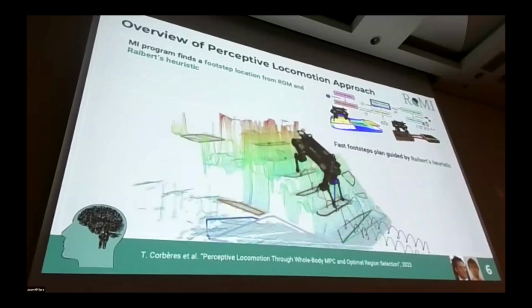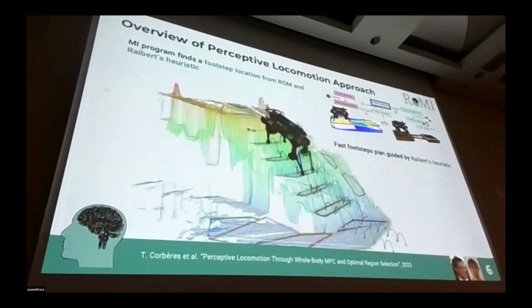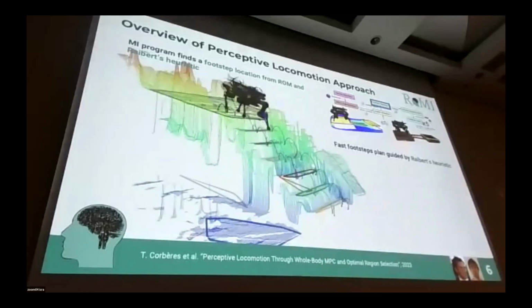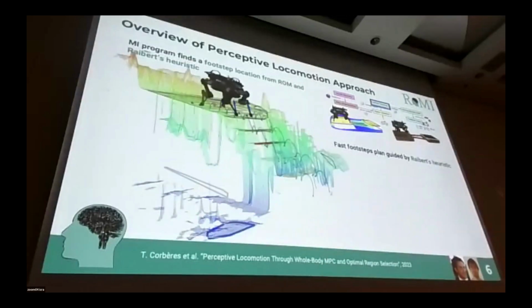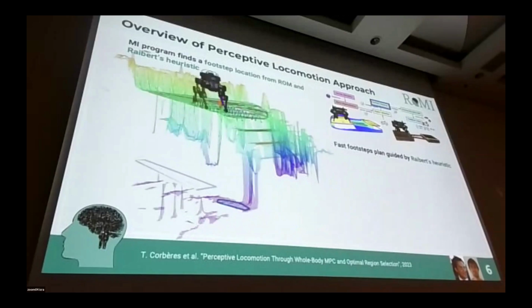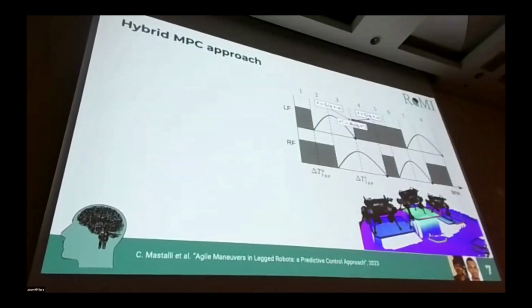When we do this, we actually replan trajectories to avoid obstacles, and we use this Raibert heuristic again. I'm not going to explain the details of this. You can go through the Perceptive Locomotion paper if you want to understand a bit more, because this is not the focus of my presentation. When we have this footstep, what we do is a hybrid MPC approach.